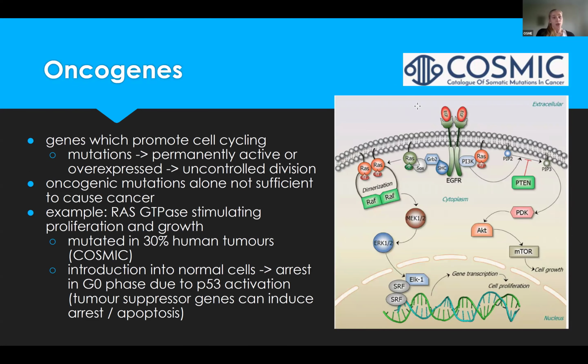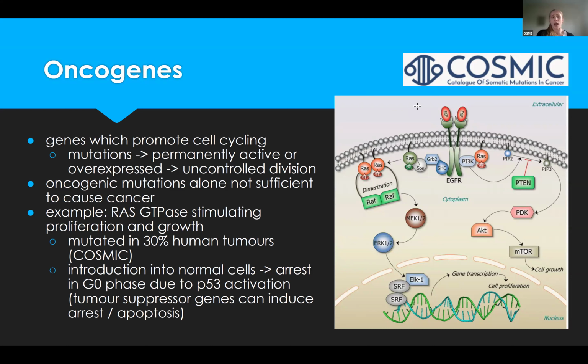All right, so oncogenes in general, they may be related to the growth factors and growth factor receptors that we talked about. They can be other things as well, but in general, oncogenes are genes which promote the cell cycling. And in general, they are those that, when mutated, promote the cell's uncontrolled proliferation. But quite interestingly, it has been shown that a single oncogenic mutation definitely is not alone enough to cause cancer.